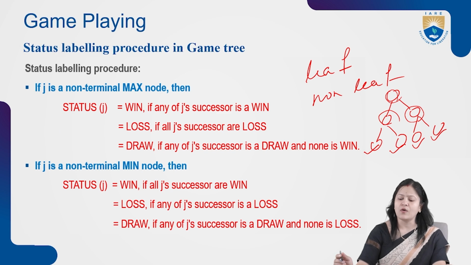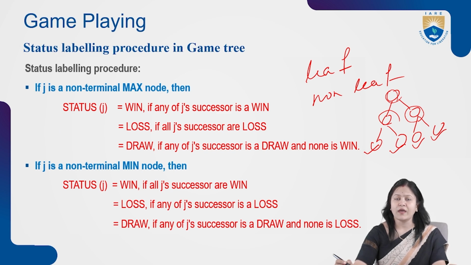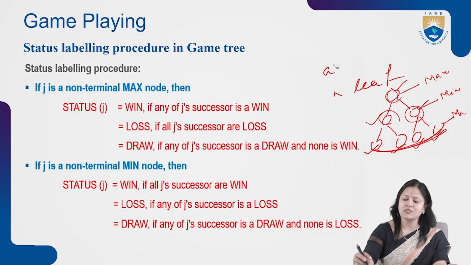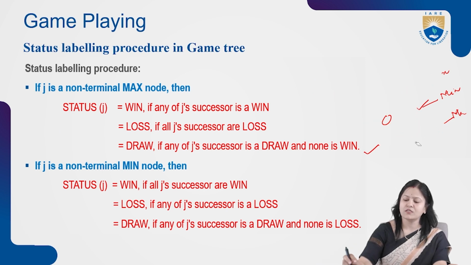In this two-player game, two persons are there: one is the max player and the other is the min player. If the max player starts the game, then at the next level the min player plays, and at the next level the max player plays, and so on. As per this status labeling procedure, the status should be given to us for all the leaf nodes. Based on that, we have to find the status of all these three non-leaf nodes. For that, this is the procedure, given here on the screen. I hope it is visible to you and you can understand.